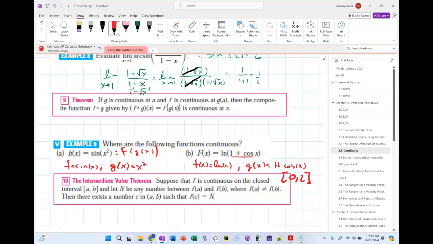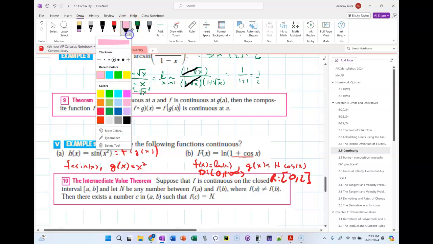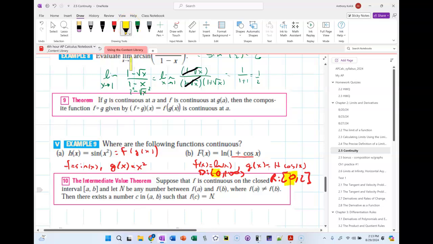Everybody's okay? Now, this is my range for this. This was my domain for this, was that. What's the problem, though? Yeah, I'm plugging 0 sometimes into the natural log, right? So whatever those x's are that make 1 plus cosine x equal to 0, those are not in the domain of the composition.